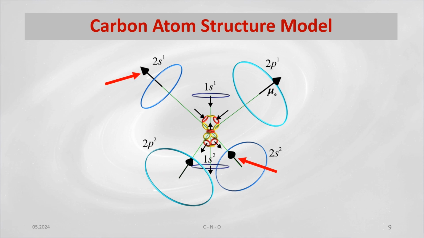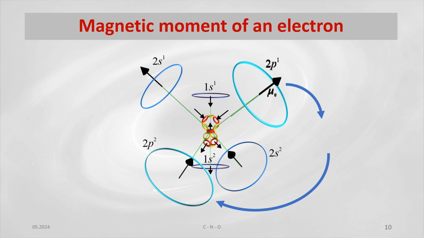Such an arrangement of electrons allows carbon atoms to form different kinds of bonds with other atoms. To properly understand bonds, it should be emphasized that the electron has only one type of magnetic moment, unlike mathematically defined spins. Its dual form is determined only by its orientation towards the nucleus of the atom.